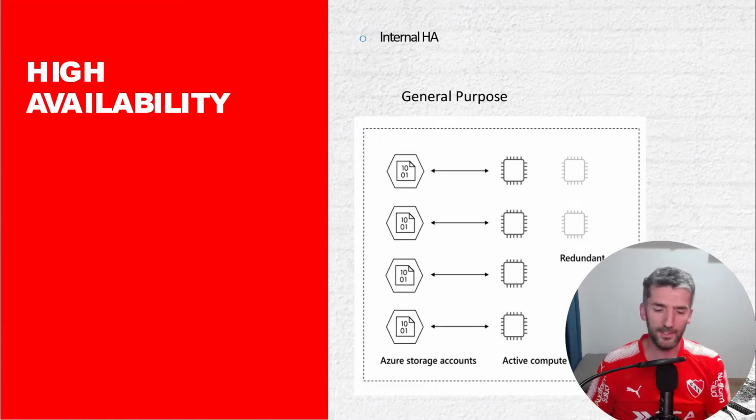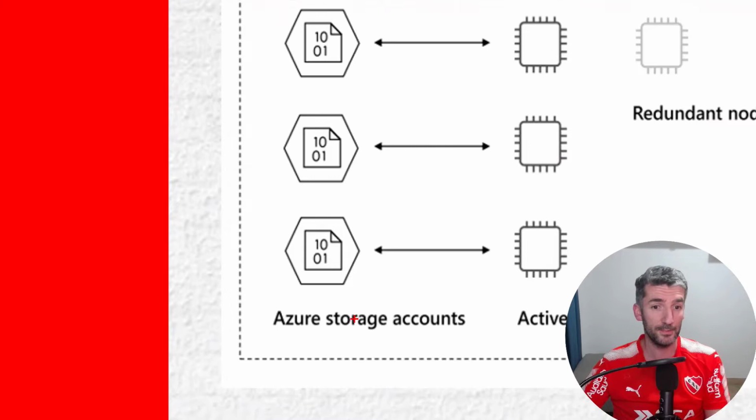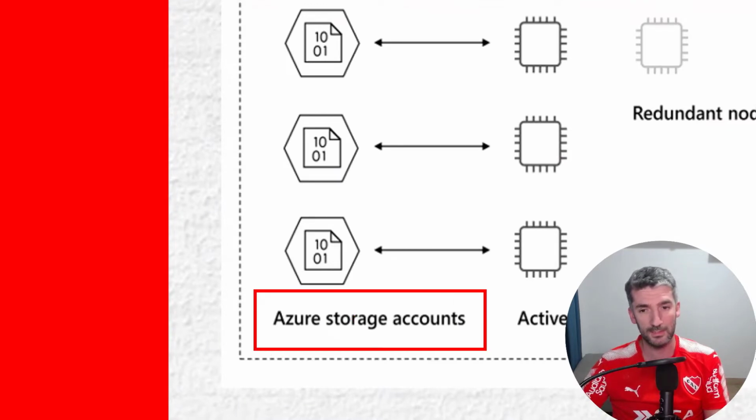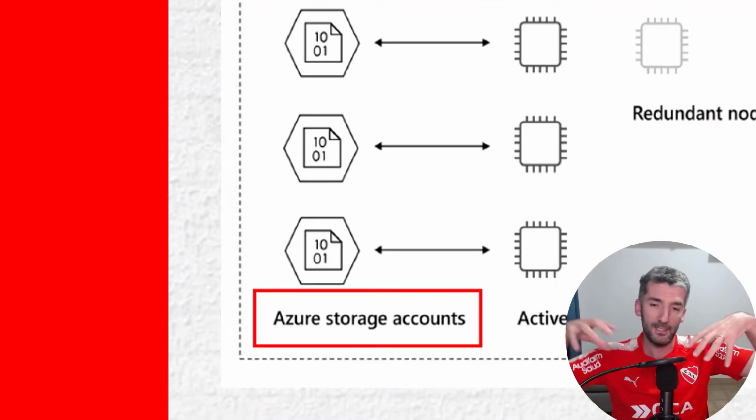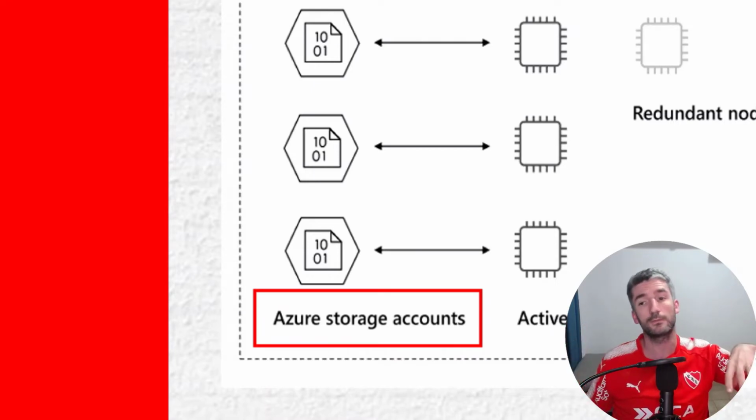Important thing: another difference that you have in General Purpose over Business Critical is that the database files are pointed to a remote Azure storage account. So that is why we are seeing Azure storage account here.